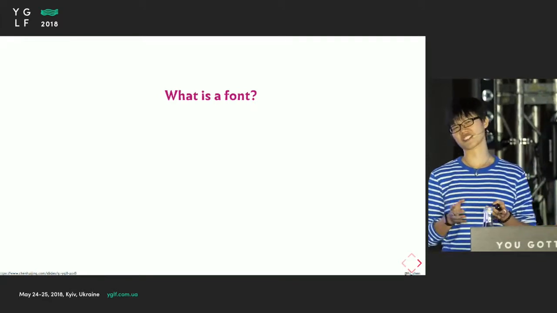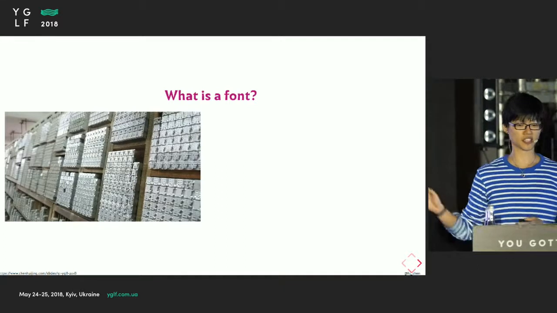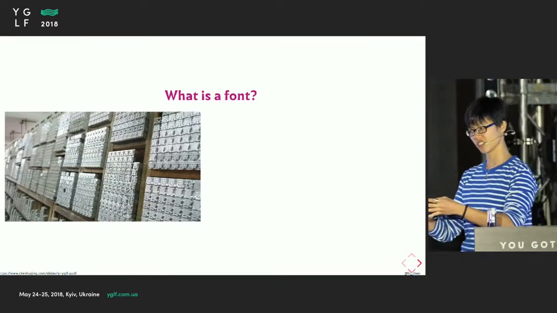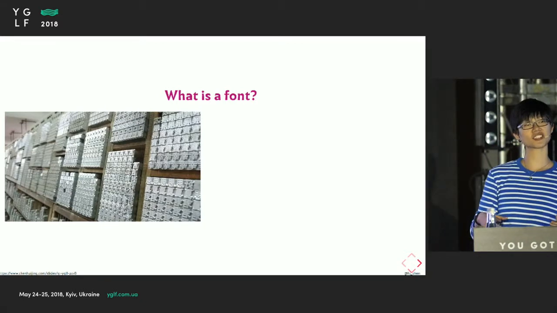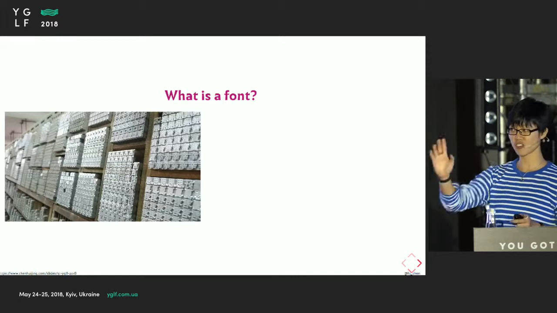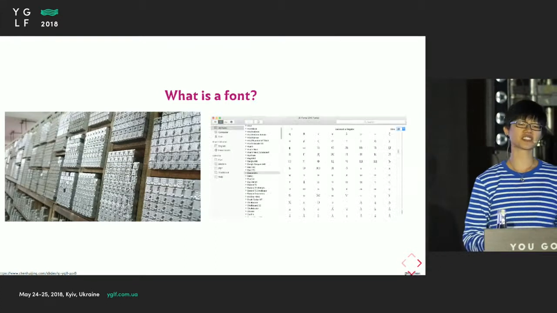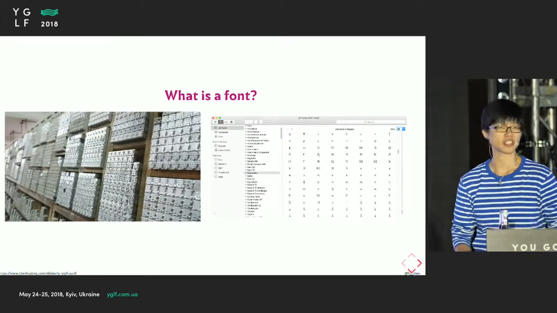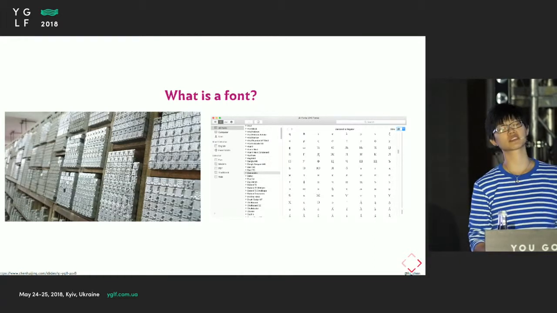What is a font, actually? In the world of metal typesetting, these are fonts. So if you're familiar with letterpress printing, you might have seen drawers containing individual metal sorts. For Chinese fonts, we have type shelves, rows and rows of type shelves. And in the digital world, these are fonts, specifically font files. Now, for both analog and digital fonts, you can think of them as collections of glyphs.